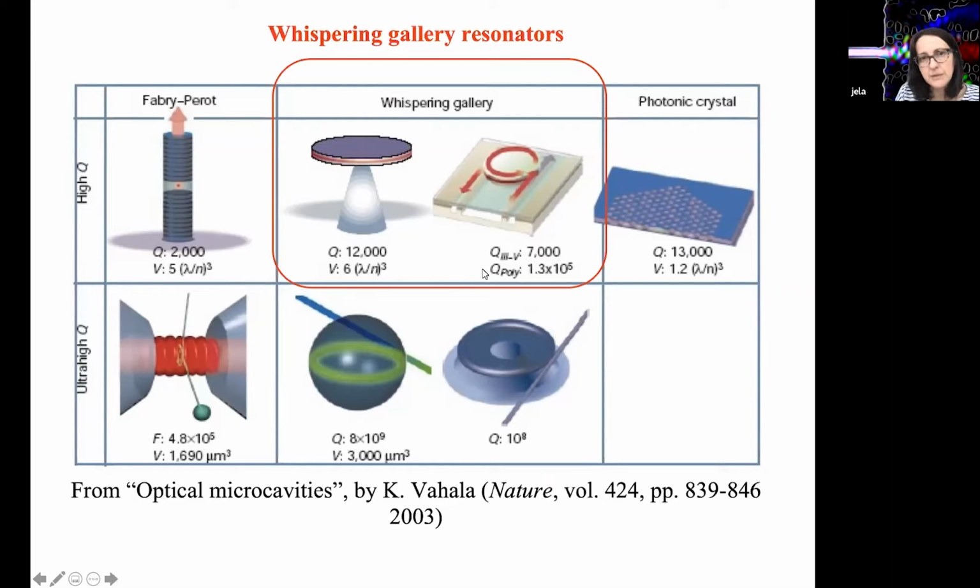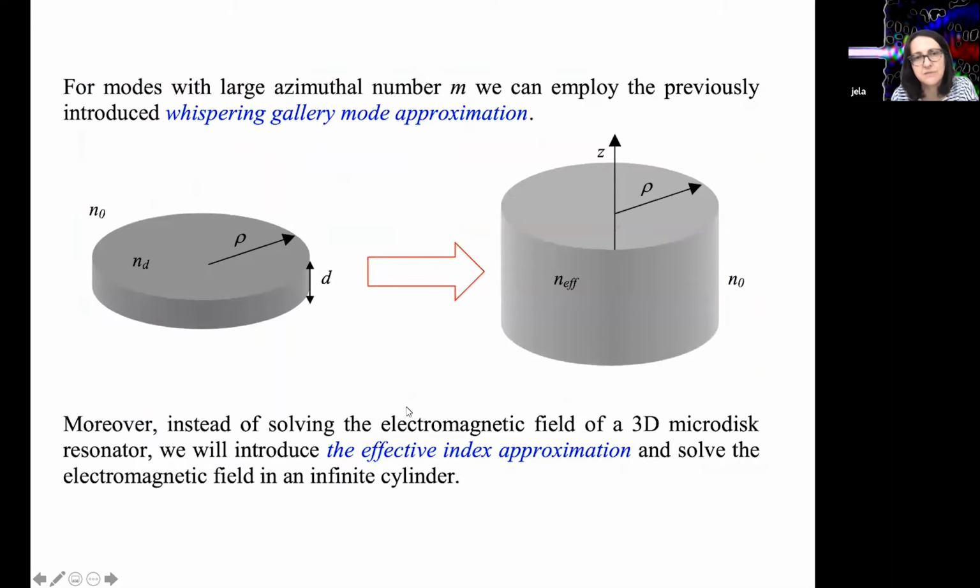So today we will continue the derivation of the electromagnetic field profile inside of these planar resonators and see a variety of applications for these systems, and then move on to ultra high Q resonators. Where we ended the class last time was the introduction of two approximations that we will use in order to find an analytical solution for modes of a microdisk. And those two approximations are the whispering gallery mode approximation and the effective index approximation.